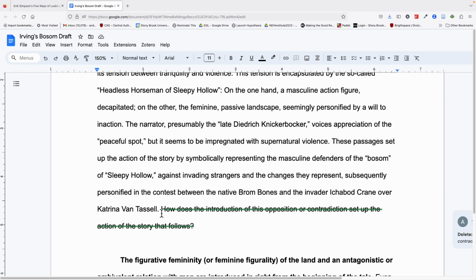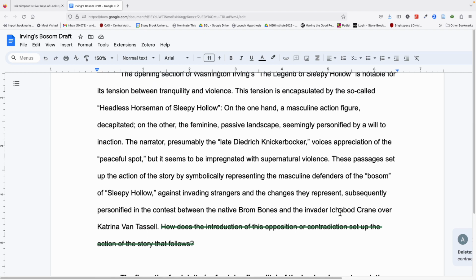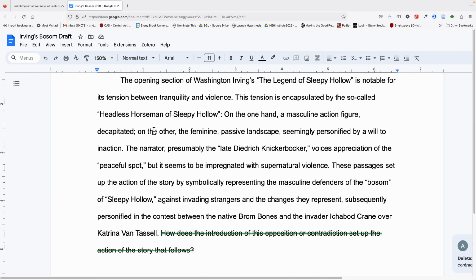And here you see I've crossed out the question: how does the introduction of this opposition or contradiction, feminine, masculine, etc., set up the action of the story that follows? So this is what I've now written for my introductory paragraph. And you can see how it develops the intro draft that I shared with you.